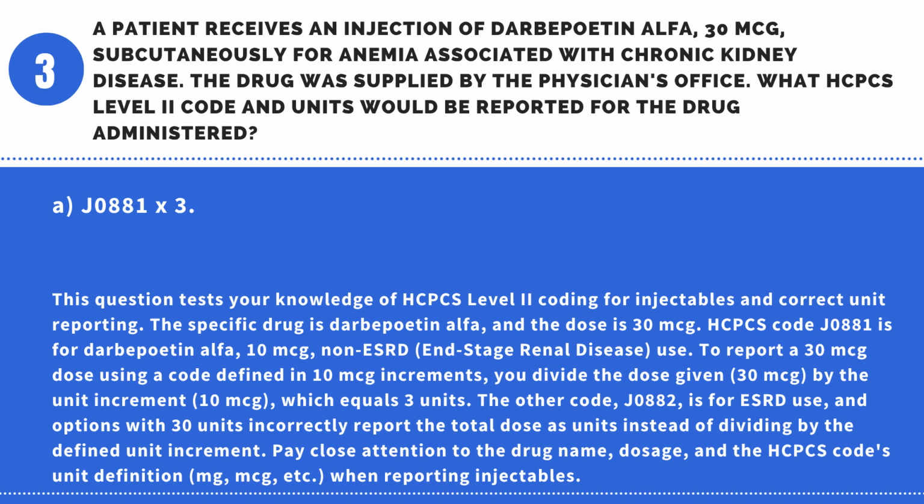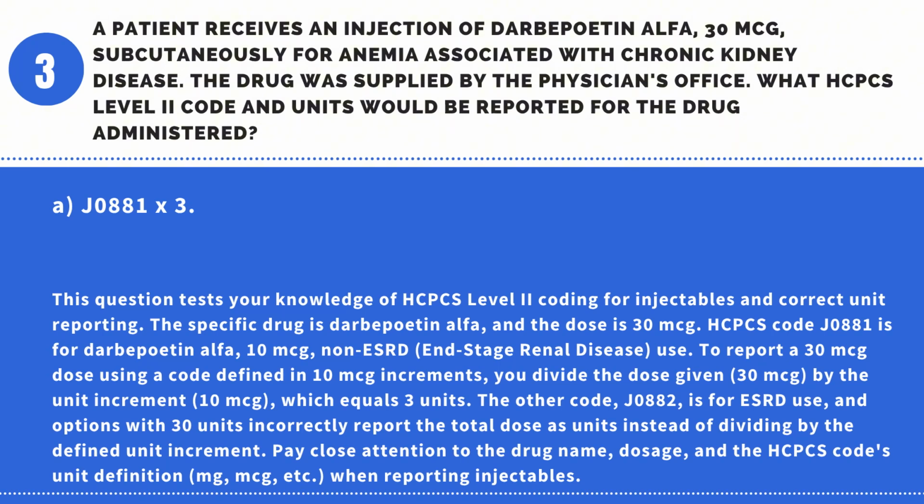The specific drug is darbepoetin alpha, and the dose is 30 micrograms. HCPCS code J0881 is for darbepoetin alpha, 10 micrograms, non-ESRD, end-stage renal disease, use. To report a 30 micrograms dose using a code defined in 10 micrograms increments, you divide the dose given, 30 micrograms, by the unit increment, 10 micrograms, which equals 3 units.